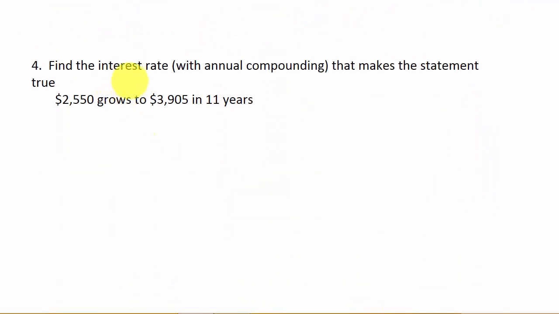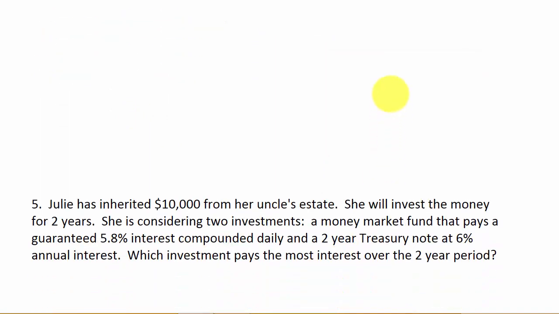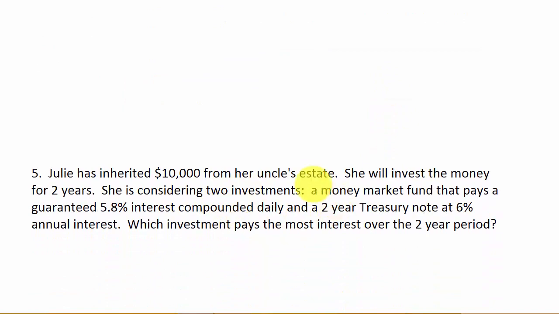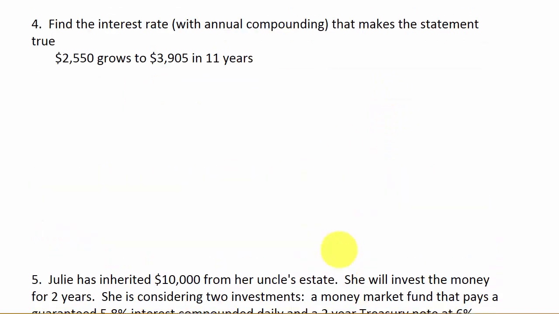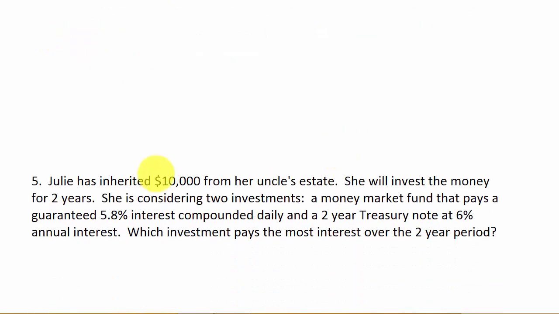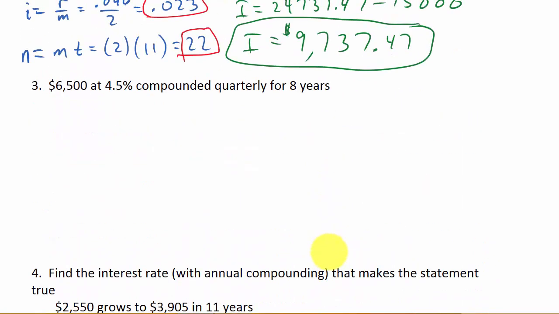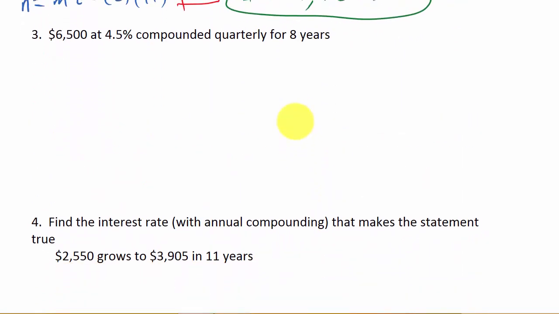This one's actually where we'll calculate the interest rate. And then here we have a word problem. I'll do problems 4 and 5 in a second video, because we're running up on close to 9 minutes. All right, so let's look at this one, quarterly. So let's write our formula down. A is equal to P times 1 plus I raised to the N.